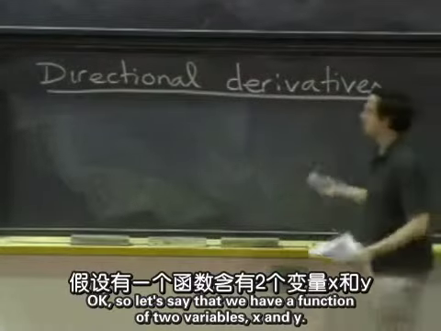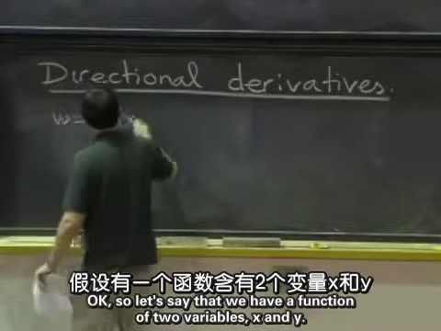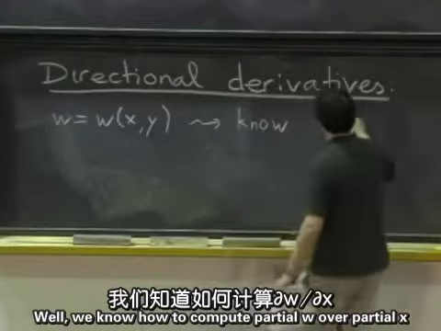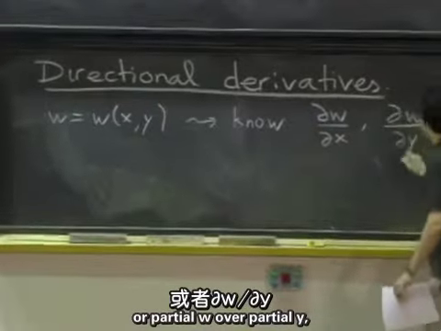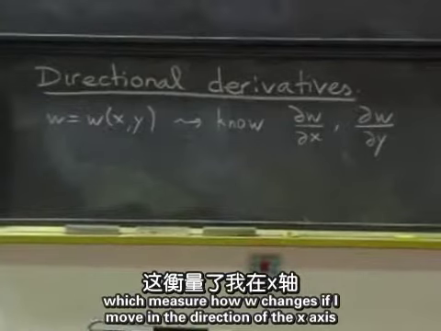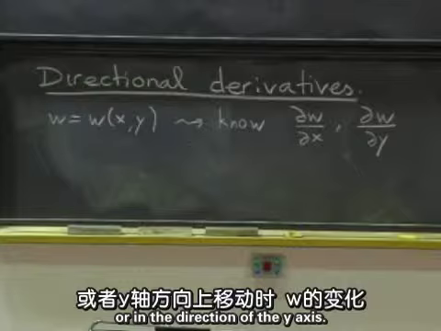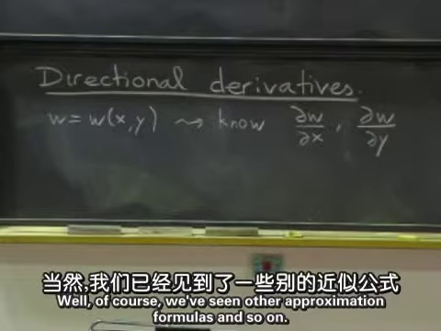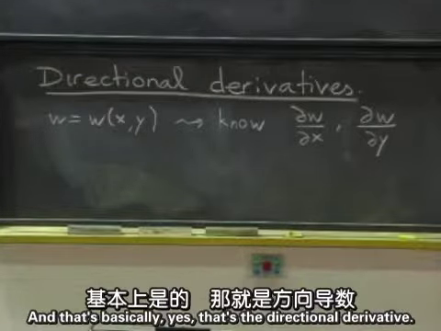Okay, so let's say that we have a function of two variables, x and y. Well, we know how to compute partial w partial x or partial w over partial y, which measure how w changes if I move in the direction of the x-axis or in the direction of the y-axis. So what about moving in other directions? Well, of course, we've seen approximation formulas and so on, but we can still ask, is there a derivative in every direction? And that's basically yes, that's the directional derivative.